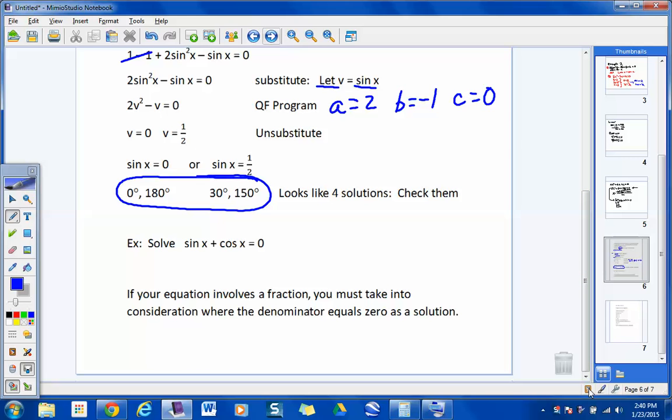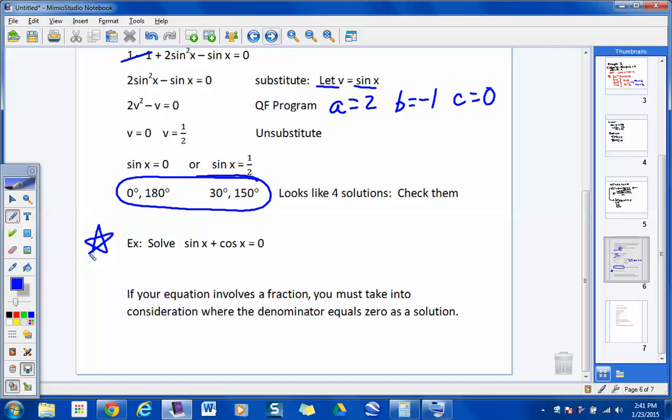Okay, let's look at the next example. Are you guys following this so far? Makes sense? Okay, what about an example like this? First of all, is this even a quadratic at all? No. It's not, okay? Now sometimes when you get an equation like this one right here, and you might put a star by this example, you're going to run into a situation where your equation involves a what? It says you must take into consideration where the denominator equals what? 0 as a solution, okay? Oh boy.